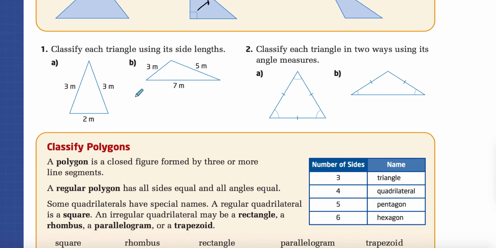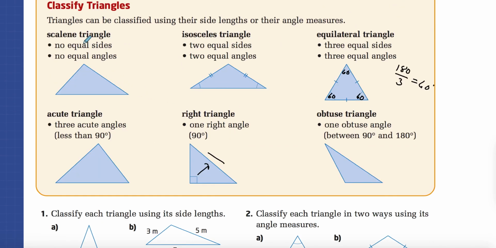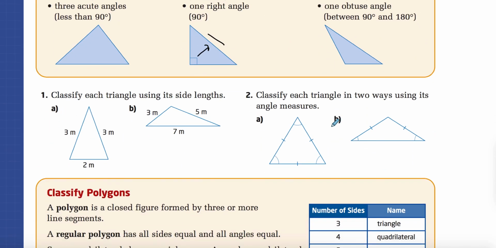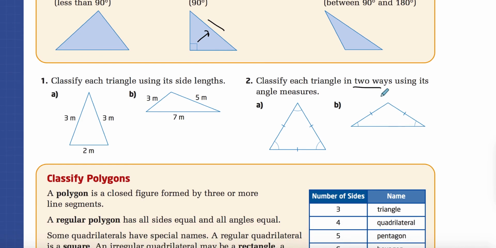So I am going to get you to do some of these questions. Classify each triangle. Are these isosceles, scalene, equilateral? And same here, classify each triangle in two ways. So if we're looking at, is it one of these, is it scalene, isosceles, or equilateral? And also, is it acute, right, or obtuse? So this one, classify in two ways for that question.